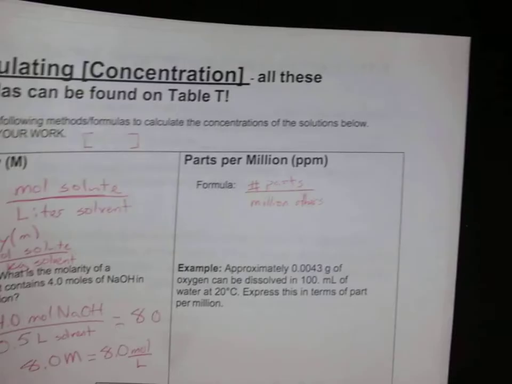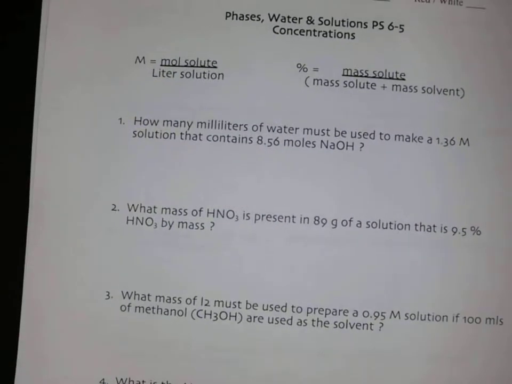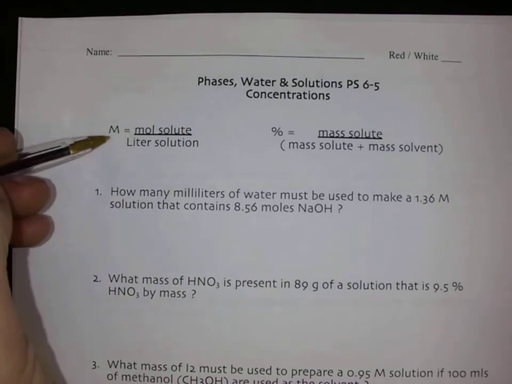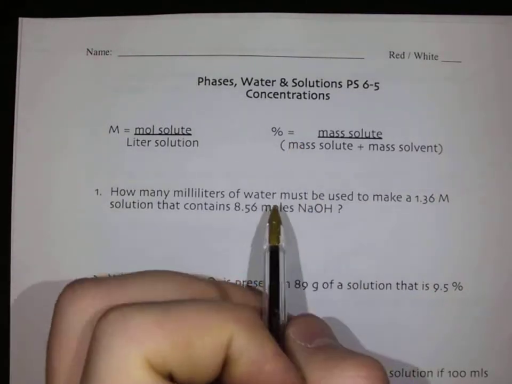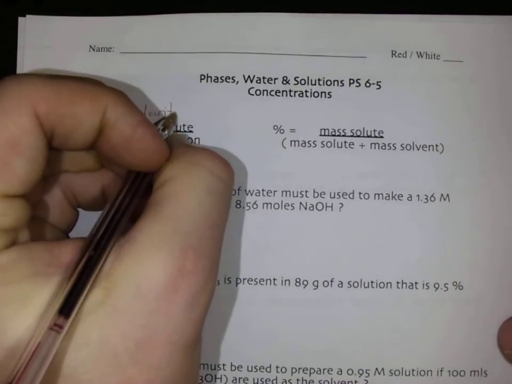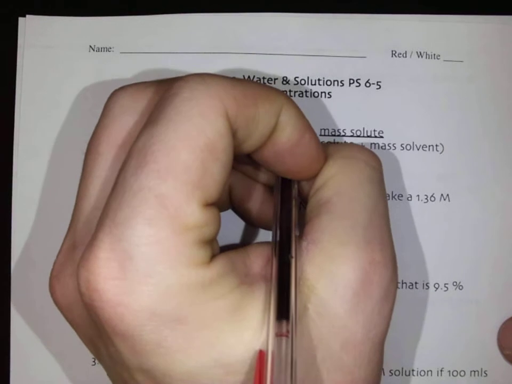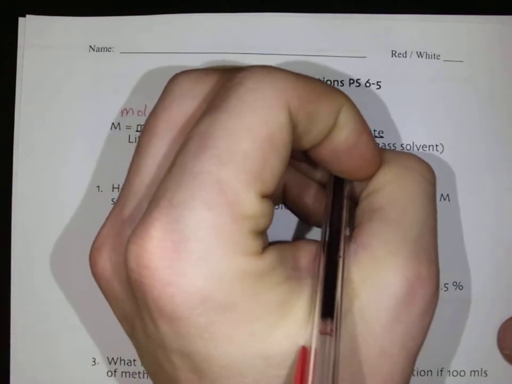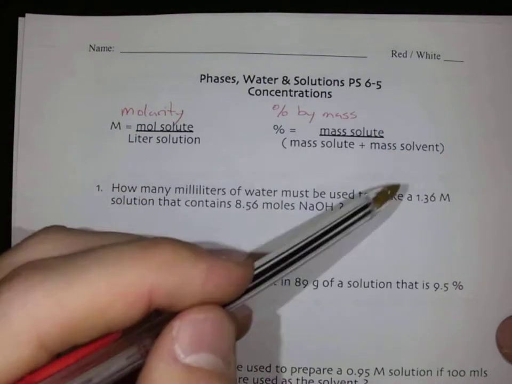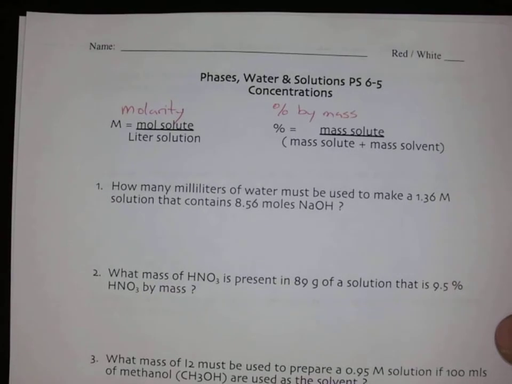So what I'm going to do is flip over to our worksheet, okay? So this is phases, waters, and solutions, 6.5. It's all about our concentration, right? We're going to get some practice with our molarities and our percent by mass. So this is molarity, and this is percent by mass. Okay, so we can use these two equations whenever we are going through this.